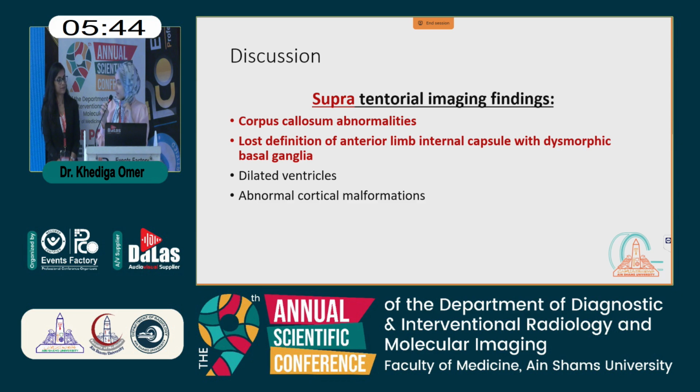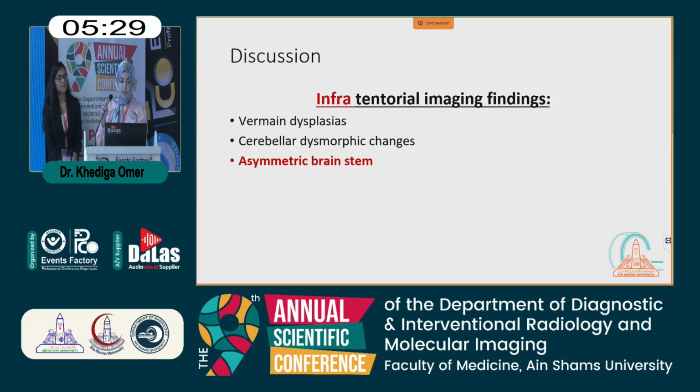The findings, as Sara discussed them: supratentorial imaging shows corpus callosum abnormalities, lost definition of the anterior limb of the internal capsule with dysmorphic basal ganglia, dilated ventricles, and abnormal cortical malformations. Infratentorial imaging findings are vermian dysplasia and cerebellar dysmorphic changes, as well as asymmetric brainstem.